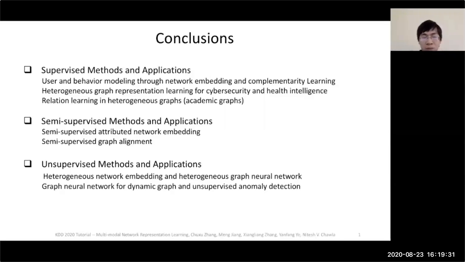The second part is about semi-supervised methods and applications. We talk about semi-supervised attributed network embedding. We also talk about semi-supervised graph alignment. The last part is about unsupervised methods and applications. We present some heterogeneous network embedding models and the heterogeneous graph neural network model. We also talk about graph neural networks for dynamic graphs and unsupervised anomaly detection.